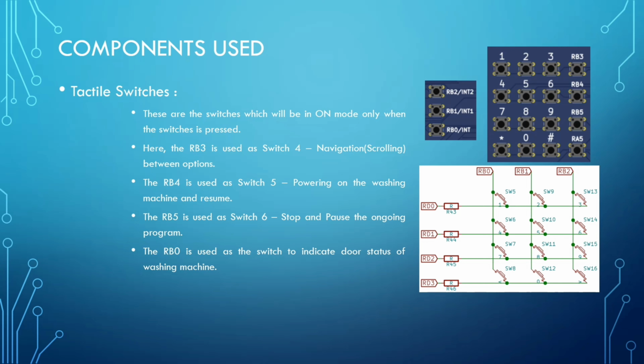to select the options. The RB4 is used as switch 5, which is used for powering on the washing machine and also to resume if the washing cycle is paused. The RB5 is used as switch 6, which is used to stop and pause the ongoing program. RB0 is used as switch 1 to indicate the door status of the washing machine.